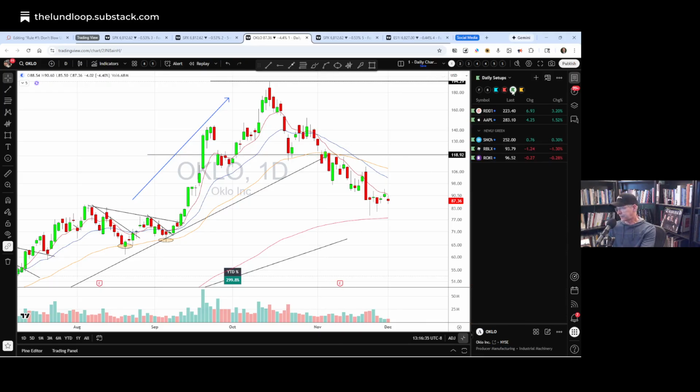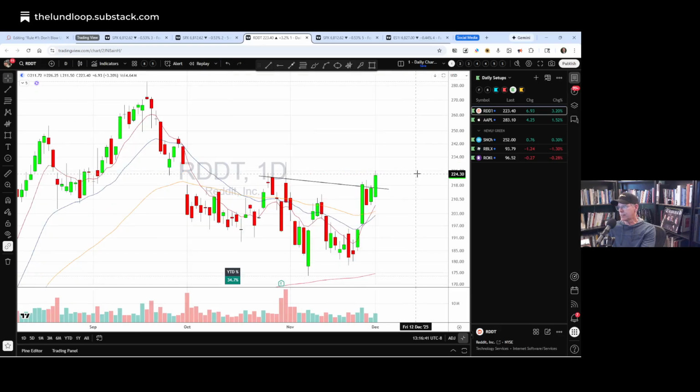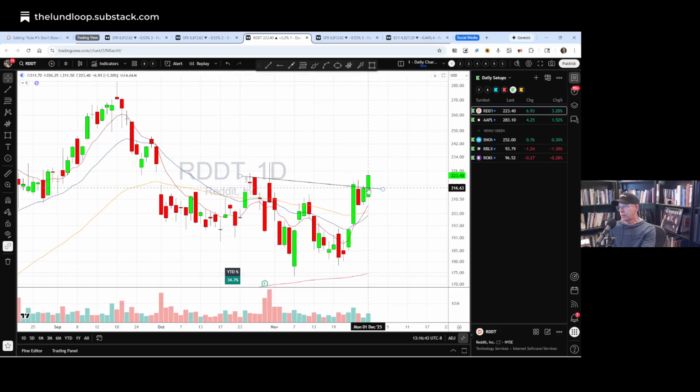So, all right, let's go over to the green list, the daily setups list. These are names that were on the list. Reddit triggered, popped about 3% today. So we're going to move it over to the active list.